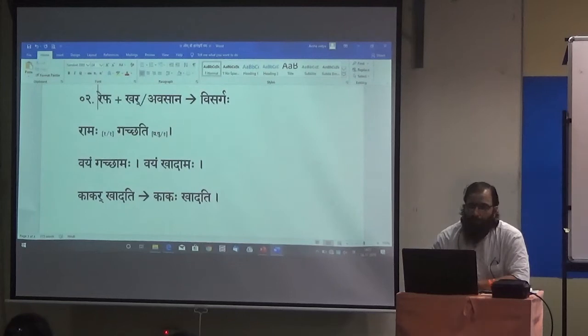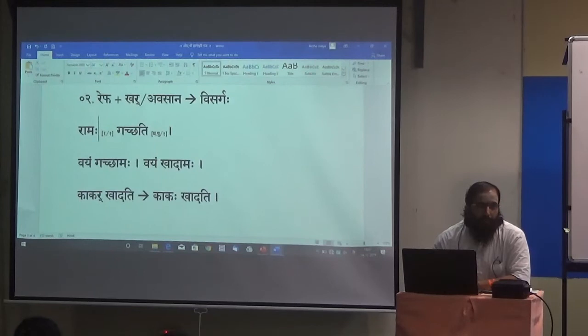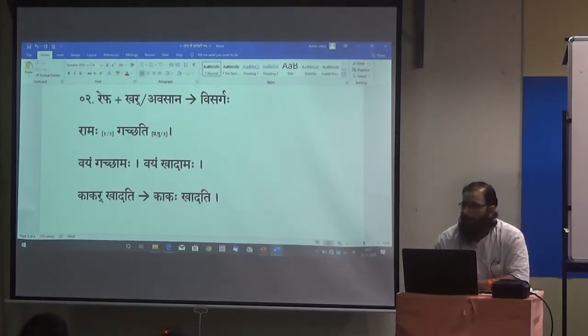Okay. In these examples, all are Padanta; we are seeing Padanta Sakara becoming Repa, and Repa undergoes changes. Repa is born of Sakara, Sakara at the end of a Padam, and now this Repa further becomes Visarga when followed by a kar letter, or at the end, at Avasana. Avasana is pause, Viramaha. So you get Visarga.